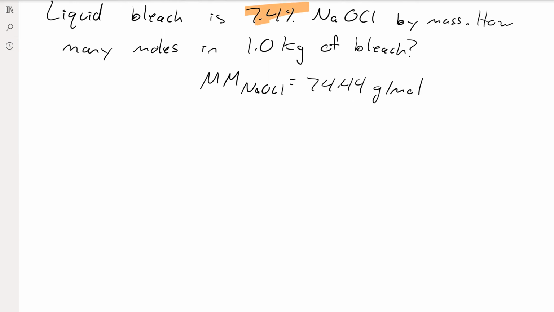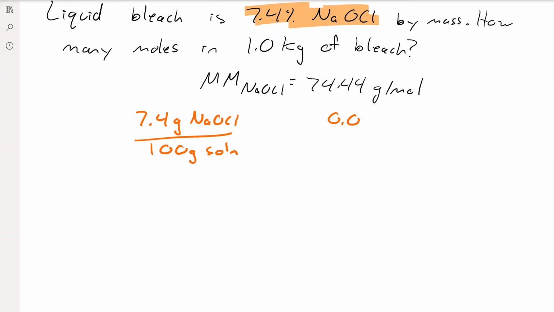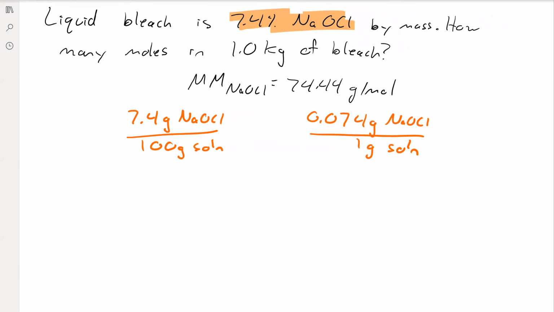All right, so we've got this 7.4% of NaOCl. There are different ways that you can write this unit out. You can write it as 7.4 grams of NaOCl over 100 grams of solution, or you could write it as 0.074 grams of NaOCl over 1 gram of solution. If you think about it, they both result in the same number, so it's not really any different.